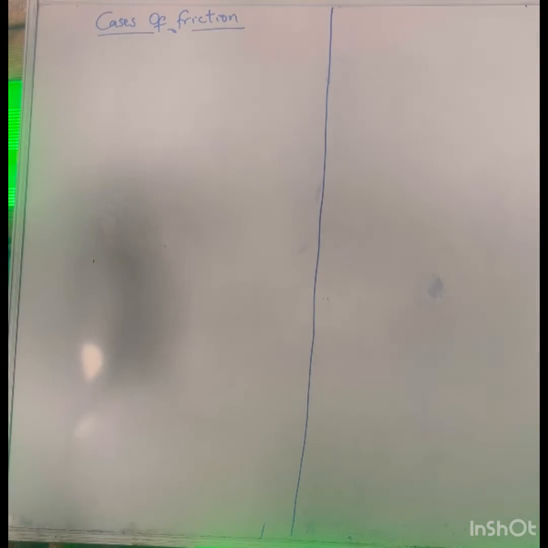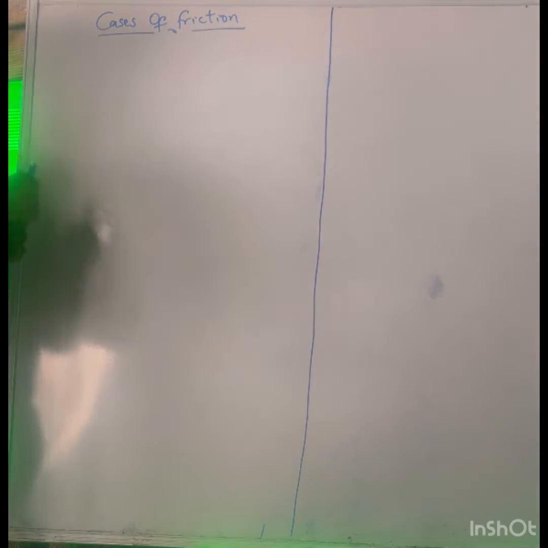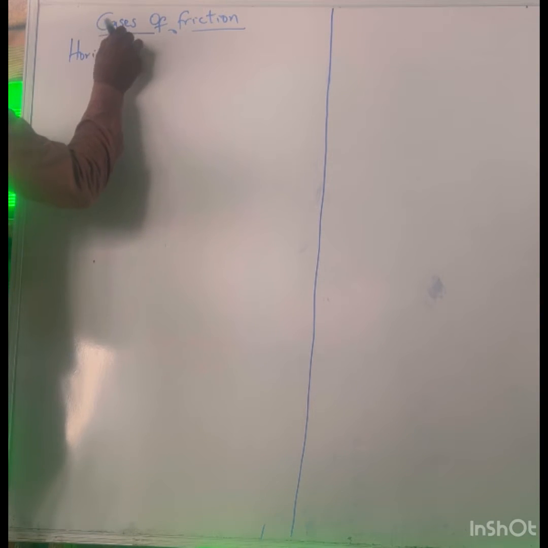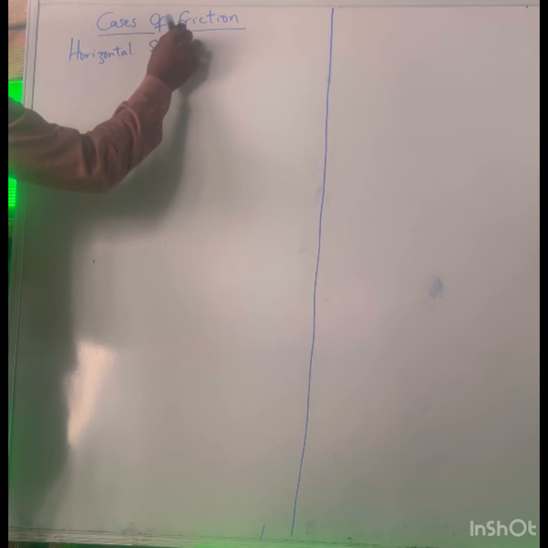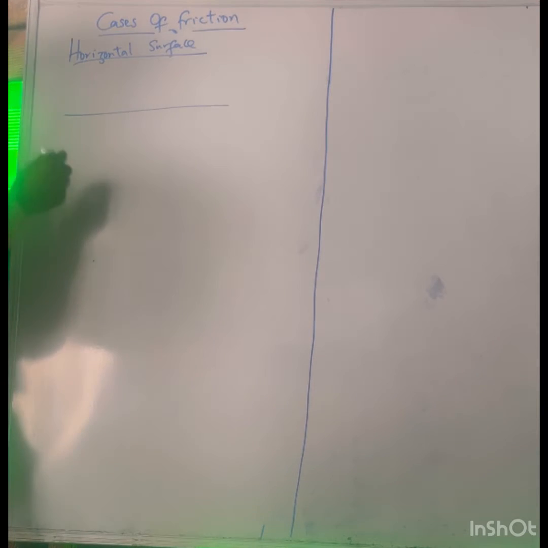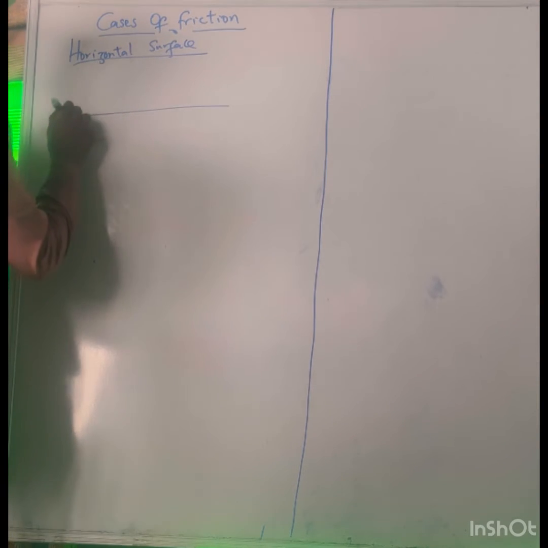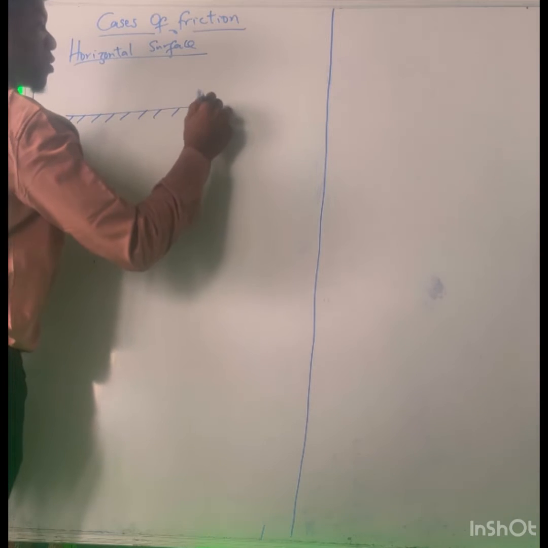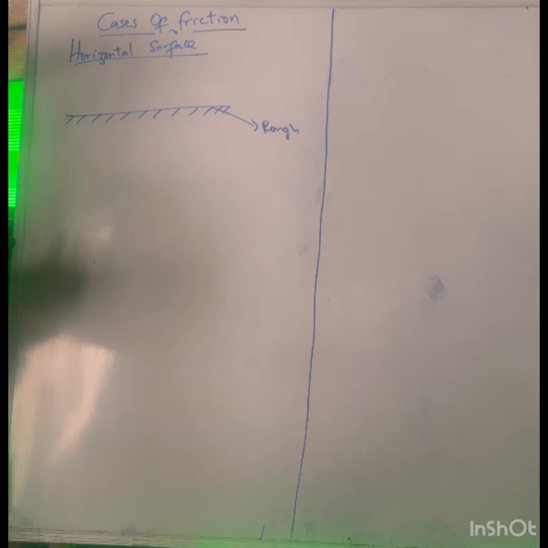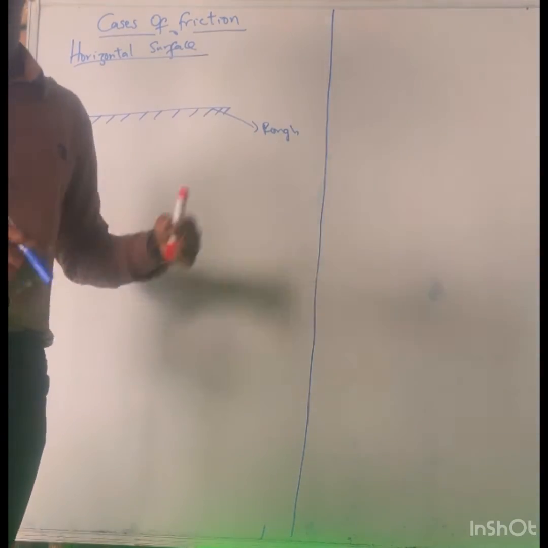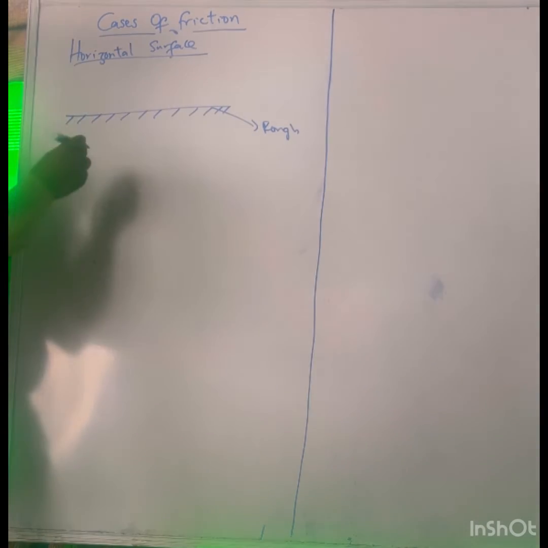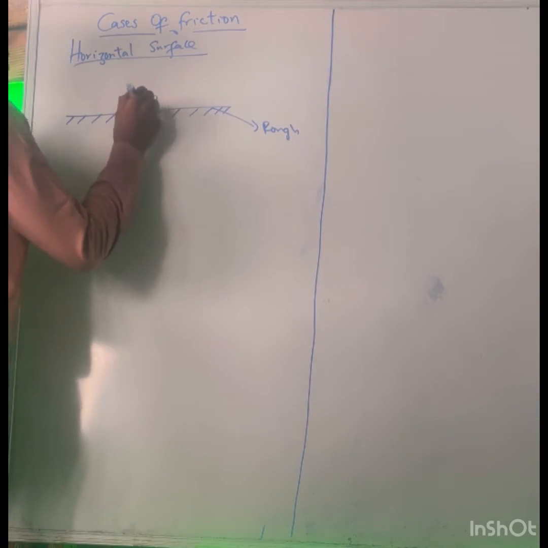Then let's look at the cases of friction. The first case we'll be talking about is the horizontal surface. Let's say I have my horizontal surface like this. The first thing I have to indicate is that this horizontal surface is rough. This is very important, so that I know that if it is rough, there is friction. If it is smooth, there is no friction, or we say we have low friction. So I can place an object on this surface.